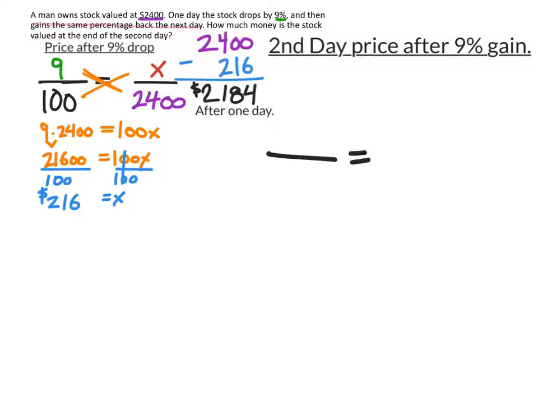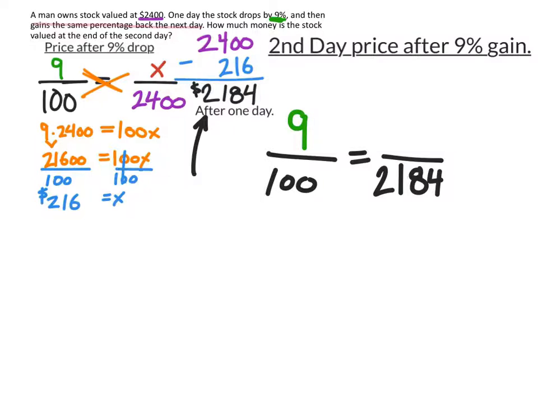I got my percent proportion. It's out of 100. And again, it says it was a 9% gain because it's the same as the previous day, 9%. But this time it's based on the after one day value. So it's 9% of the 2,184. And we're going to solve this for the part here, which is going to tell us how much it went up that second day.